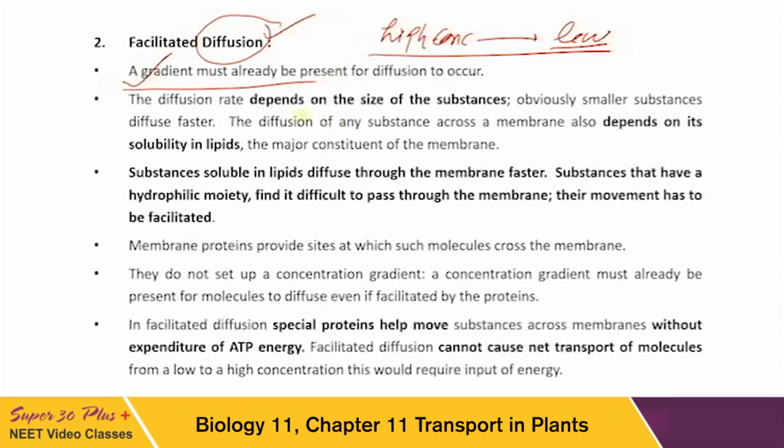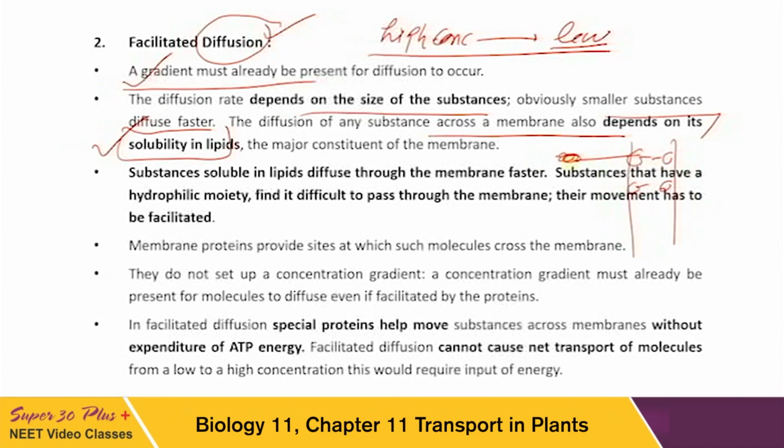Diffusion rate depends on the size of the substance. Smaller substances will diffuse faster, right? And diffusion of any substance across a membrane also depends upon its solubility in lipids. Very important point. The plasma membrane has a bimolecular layer of lipids. Therefore, a substance soluble in lipids can diffuse easily through this membrane. But a substance which is not soluble in lipid, which is soluble in water, cannot pass easily through the membrane. So here diffusion of such substances is facilitated.